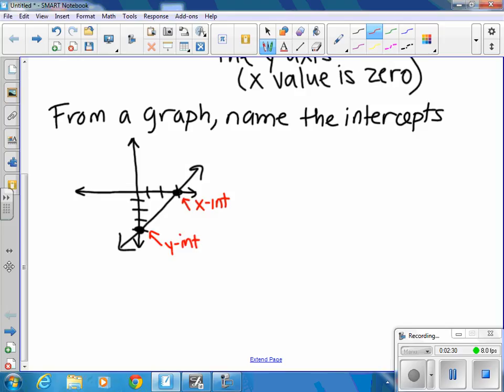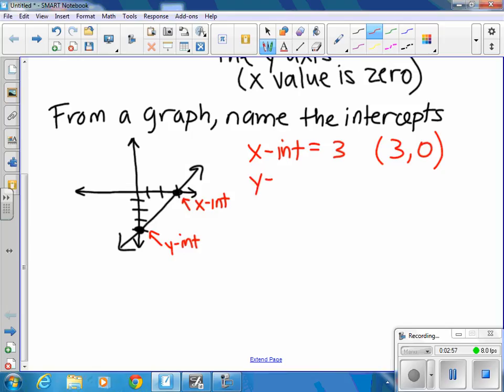Now, when a set of directions or a problem asks you to identify the X and the Y intercept, you do have to write them in one of two ways. You can write X-INT equals the number that it is. And because this X-intercept is on the 3, the X-intercept is 3. The other way that you can write it is through an ordered pair. Every point has an ordered pair, so the point of that dot on the X-axis would be 3, 0. And notice that the 0 is in the place of the Y.